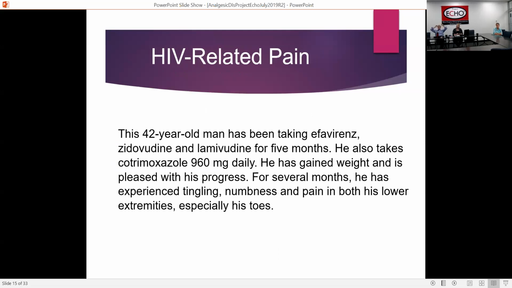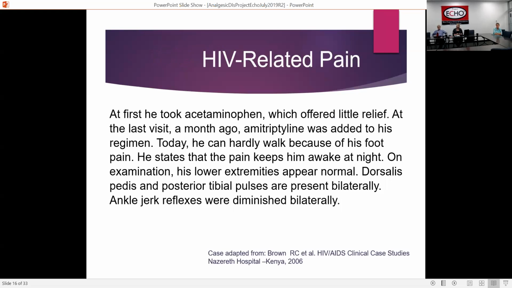So we have a 42-year-old person who has been taking triple antiretrovirals for about 5 months. He takes Bactrim or cotrimoxazole, which is trimethoprim-sulfamethoxazole prophylaxis. He's gained weight. He's feeling good, but he's had this tingling, numbness, and pain in his extremities, especially his toes. He was taking acetaminophen with little relief. At the last visit, amitriptyline was added, and now he can hardly walk because of his foot pain. The pain is so significant that it keeps him awake at night.